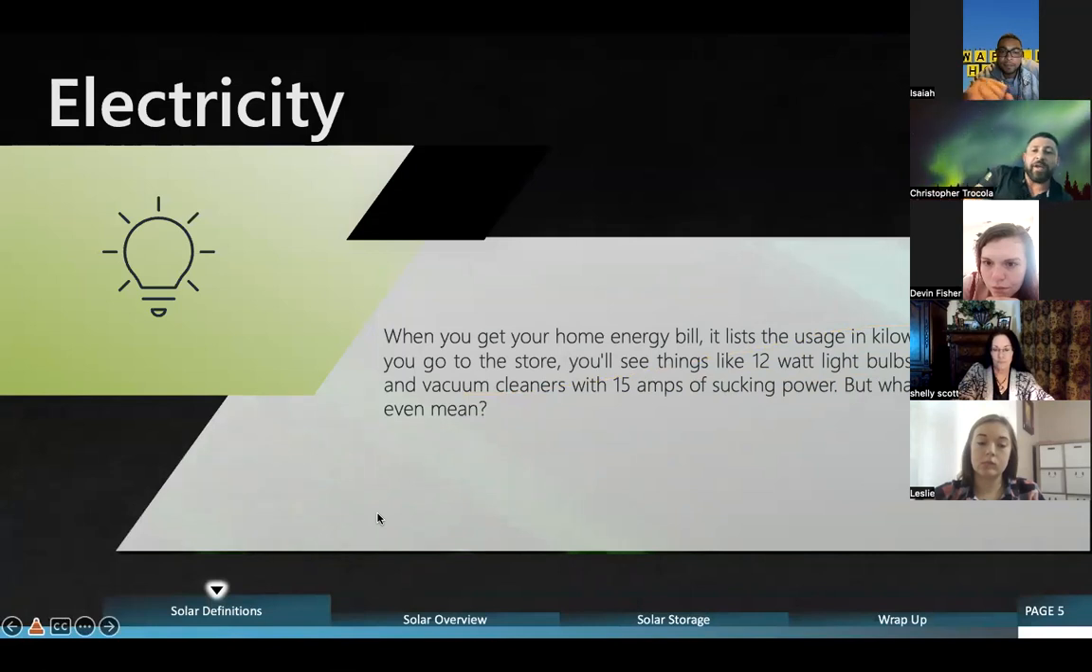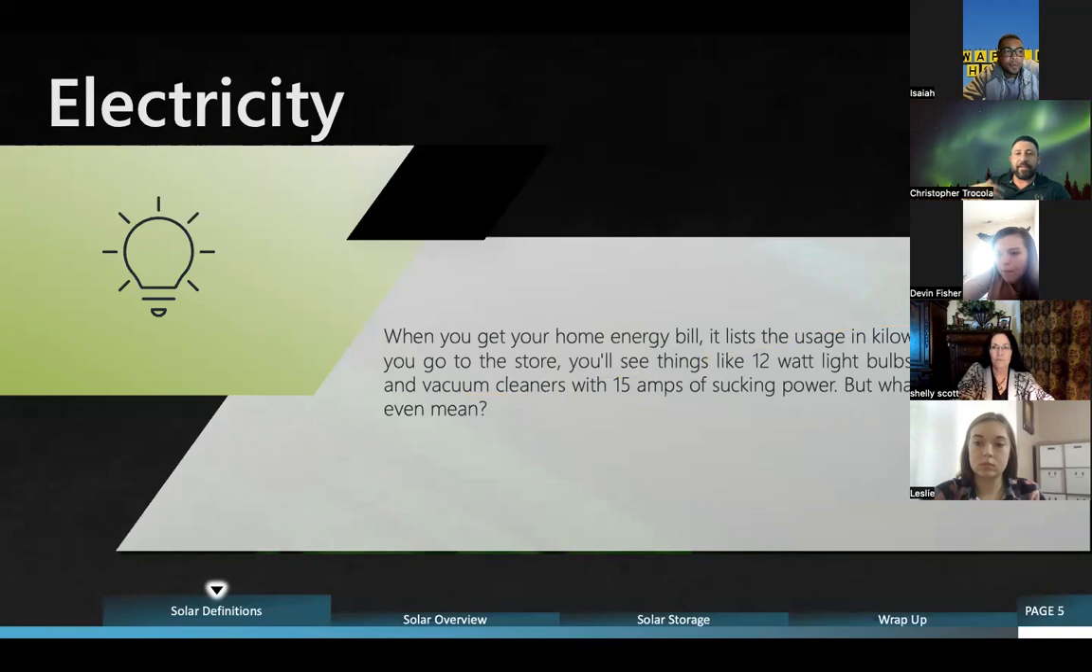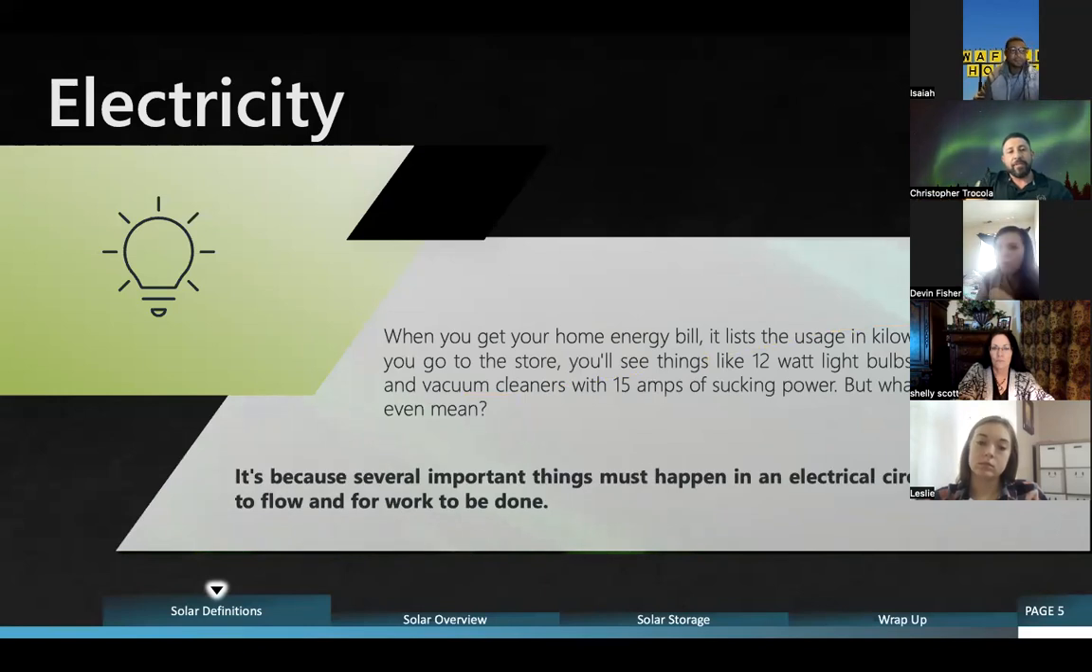Okay. So when you get your home energy bills, when you get your electric bill, it's listed in kilowatt hours. But when you go to the grocery, when you go to the stores, you see things like a 12 watt light bulb, 9-volt batteries, vacuum cleaners that are like 15 amps of sucking power. So what do these numbers mean, right? Well, there's a lot of different functions to electricity in order to make sure that when you push a button, your lights turn on. Several important things need to happen in an electrical circuit in order for electricity to flow and for the work to be done.